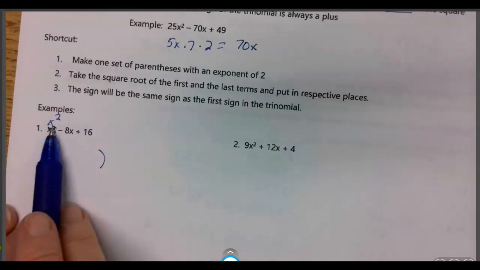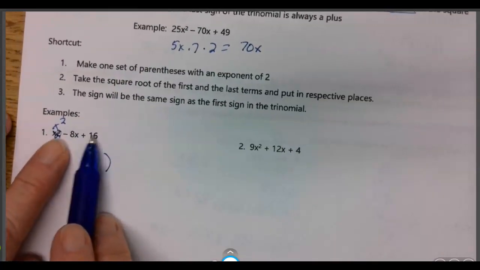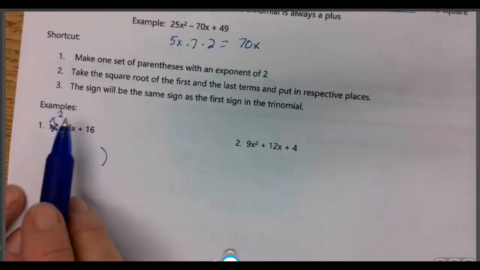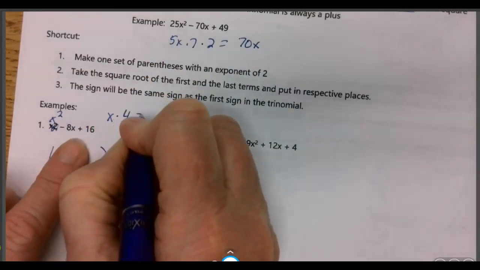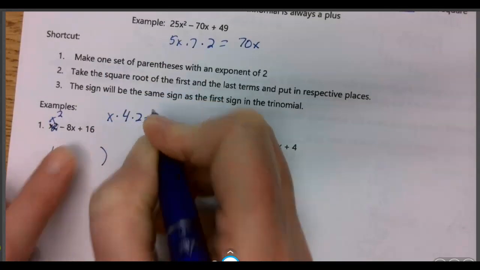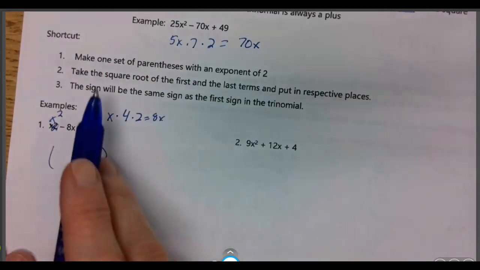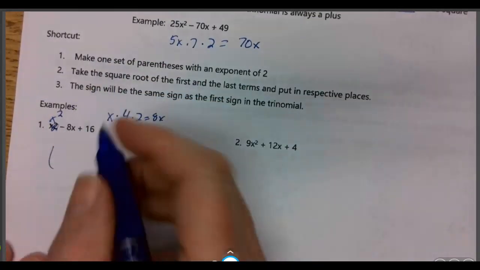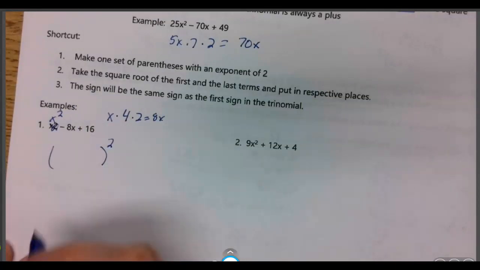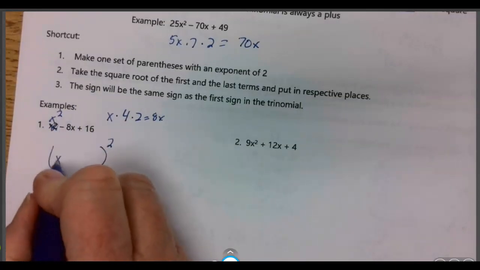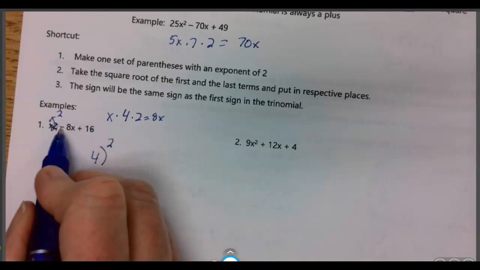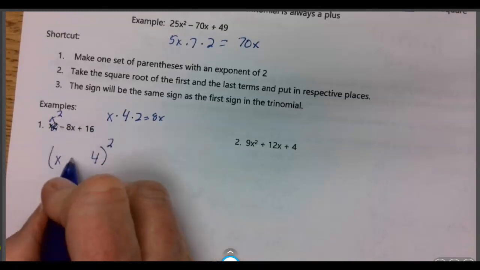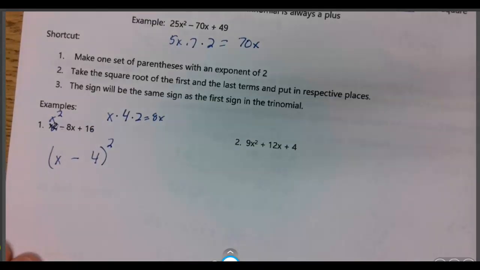Okay, let's identify. First and last term perfect squares, yes. This sign is a positive. So now I'm going to take the square root of the first, x, times the square root of the last, 4, times 2, gives me 8x. Yep, it works. So, to factor it, I make one set of parentheses. I put a squared on it. I take the square root of the first term, square root of the last term, and whatever the sign is, the first sign is going to tell me what my sign is that has to go inside.